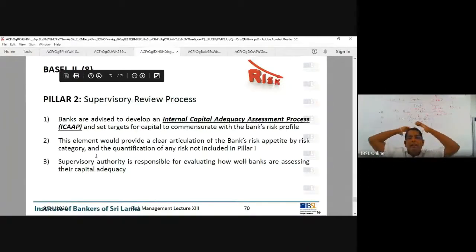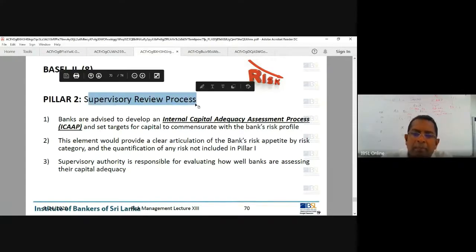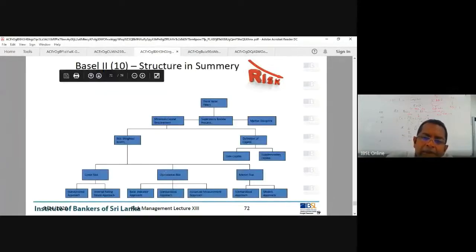This is the second pillar. Banks are advised to develop an internal capital adequacy assessment process and set targets for capital commensurate with the bank's risk profile. This element would provide a clear articulation of the bank's risk appetite by risk category and the quantification of any risk not included in Pillar 1. Any risk which is not included under Pillar 1. The supervisory authority is responsible for evaluating how well banks are assessing their capital adequacy. So the supervisor is required to evaluate our calculation. That's why it is called the supervisory review process. Market discipline, I told you what it is. Then this is the Basel process.